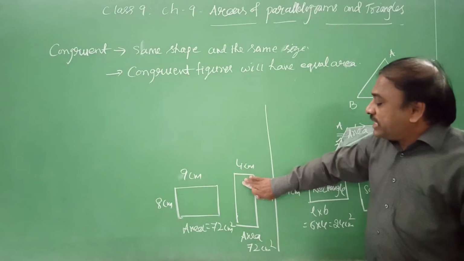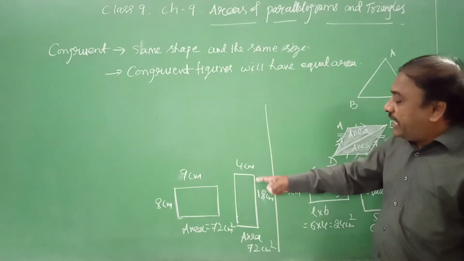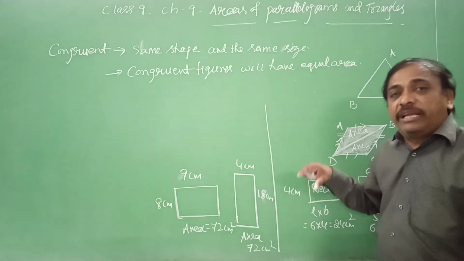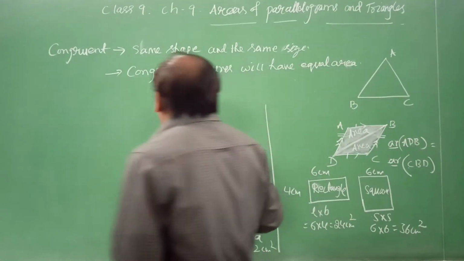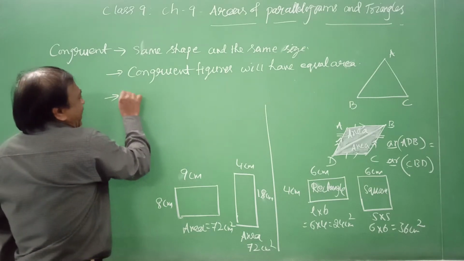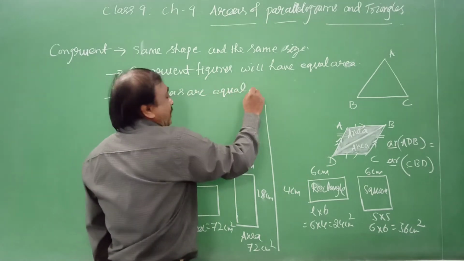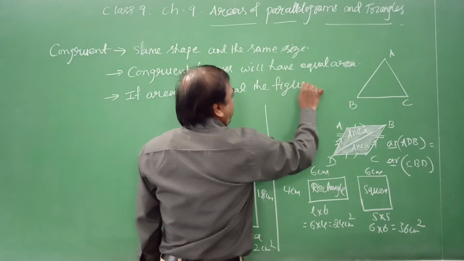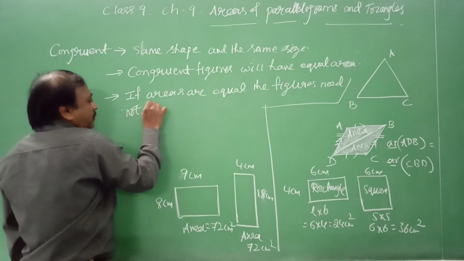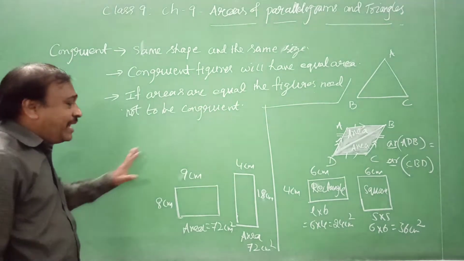So area is nothing but the space or the region occupied by a closed figure. It may be any shape. The region occupied by a closed figure on a plane surface is called its area. Now these two have the same area but they are not congruent. So here we can say that if areas are equal, the figures need not be congruent.